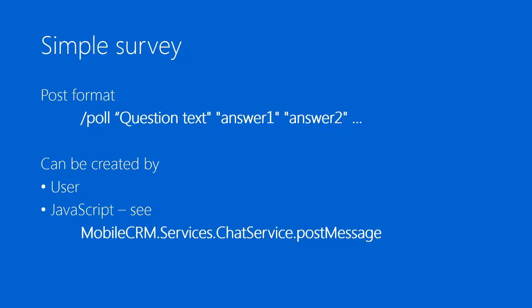This can be created by the user. So if I write this into the Resco chat, it will show as a poll. But also it can be created by JavaScript automatically when something happens. And you should check this method, post message, in the chat service in our JavaScript bridge reference to find out more about how you can create posts in Resco chat automatically.